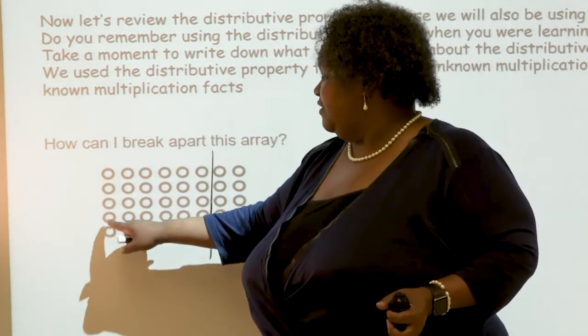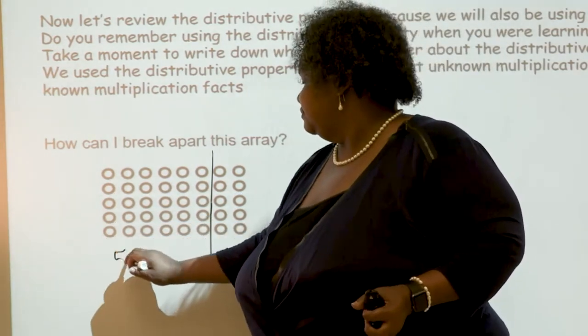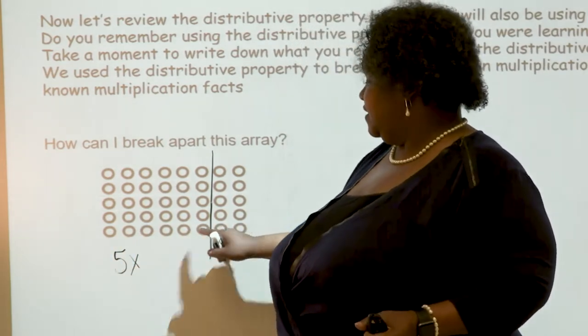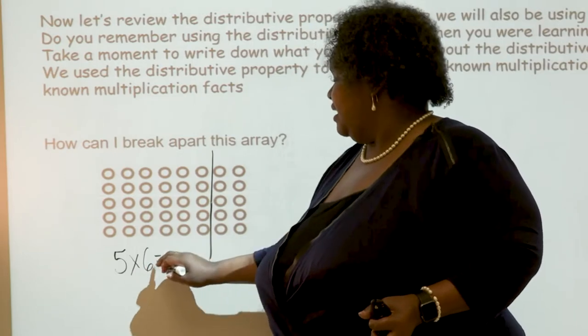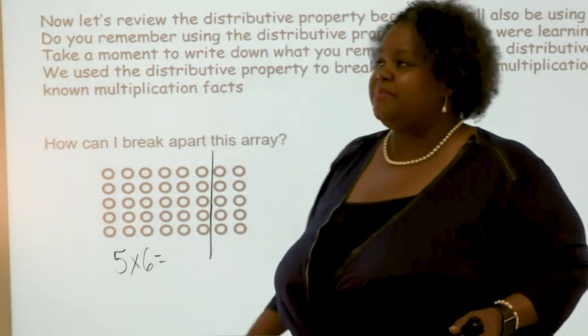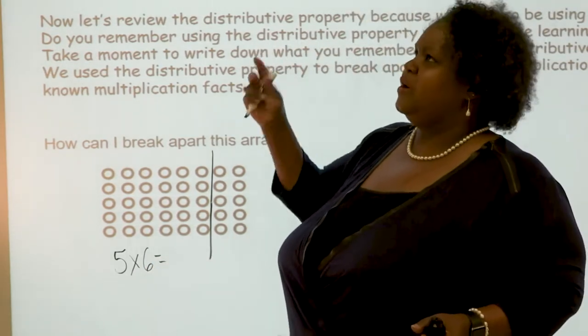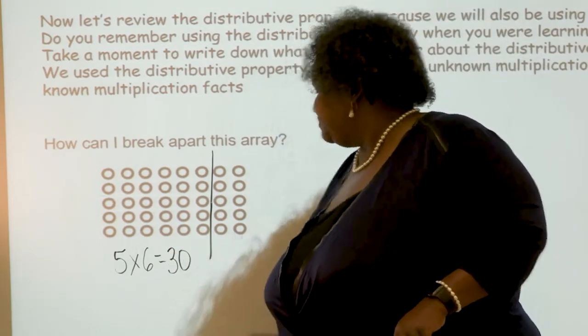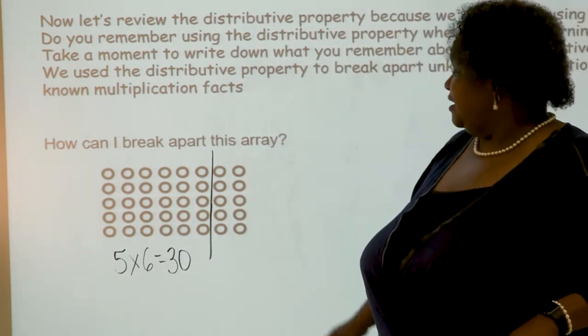1, 2, 3, 4, 5 times 1, 2, 3, 4, 5, 6. All right. I'm counting by 5, 6 times. 5, 10, 15, 20, 25, 30. That was easy. 30. Now, this side.